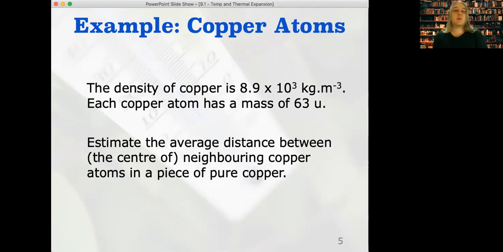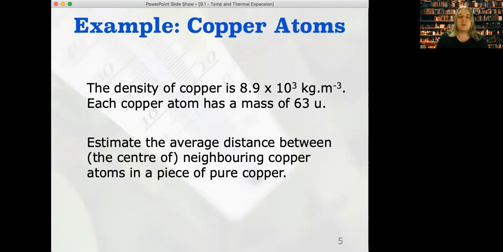So as an example to show you what we mean, the density of copper is 8.9 times 10 to the 3 kilograms per cubic meter. Every copper atom has a mass of 63 U. Right? So that's the atomic mass unit, U. The question is, estimate the average distance between the centers of neighboring copper atoms in a piece of pure copper. All right, so this is tying in this atomic mass unit, but also getting us to think about the physical structure of things that are made of atoms.